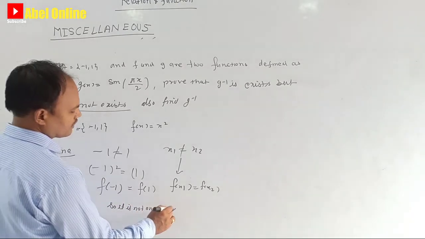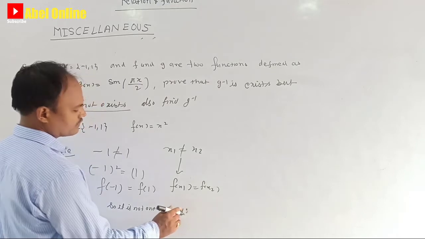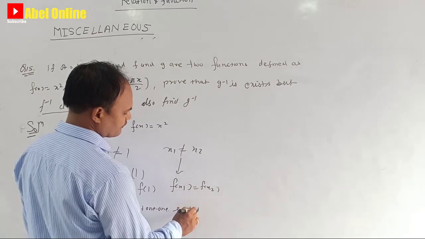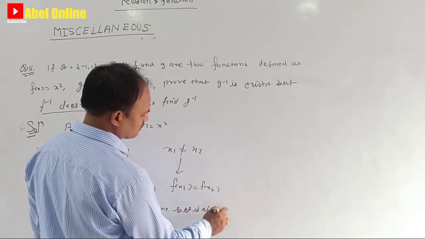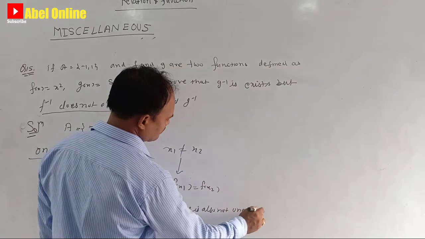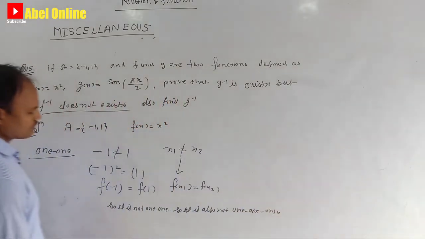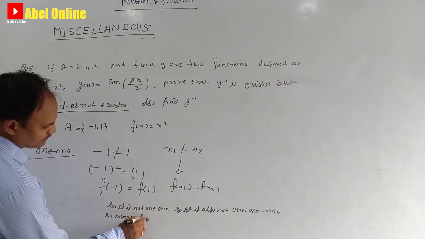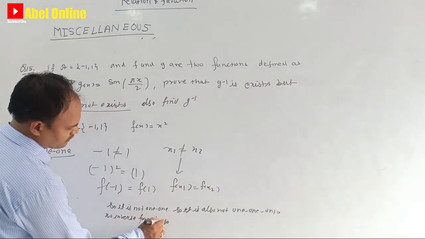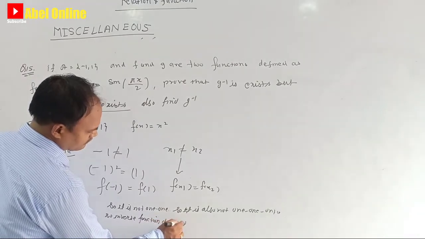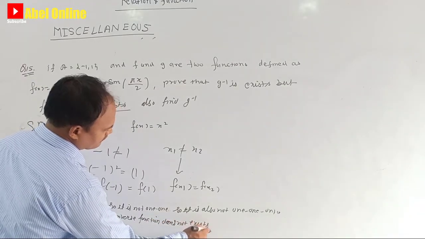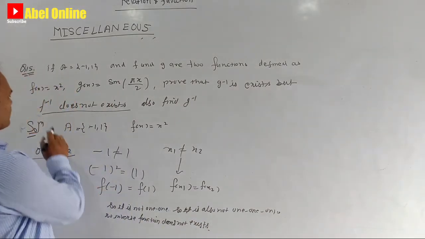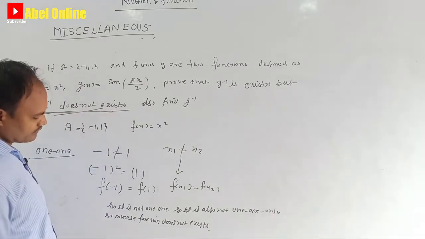It is not one-one and it is also not onto. So the inverse function does not exist. Now we have proved that f inverse does not exist.